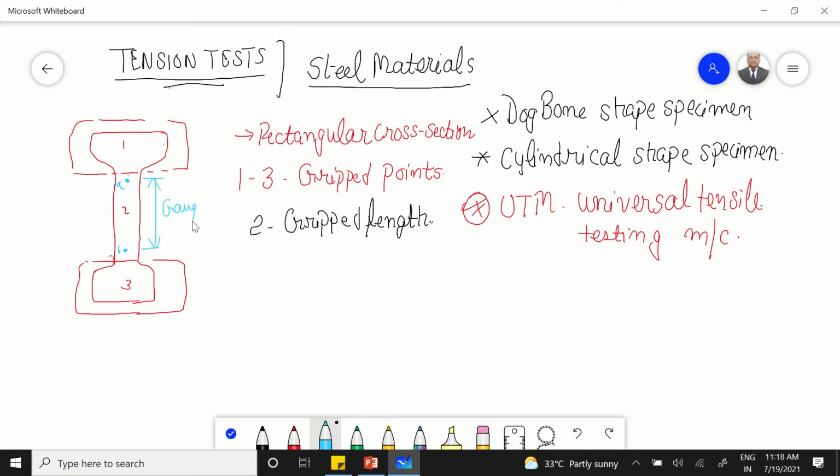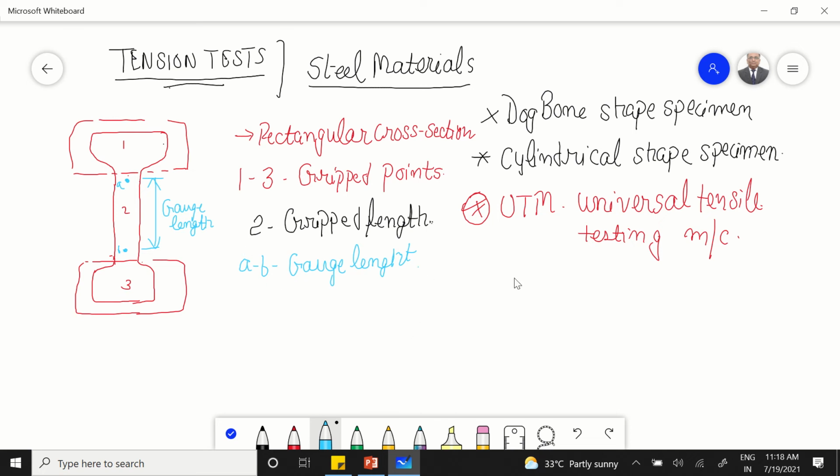And the gauge length is a length where we assume that during the test the failure of the specimen will take place within these 2 points A and B, and this length will be used in the evaluation of strains. So the length AB, we call the gauge length. I hope the gauge length is now clear to everyone. So this is a dog bone shaped specimen that is normally used to perform the tensile testing of steel materials.